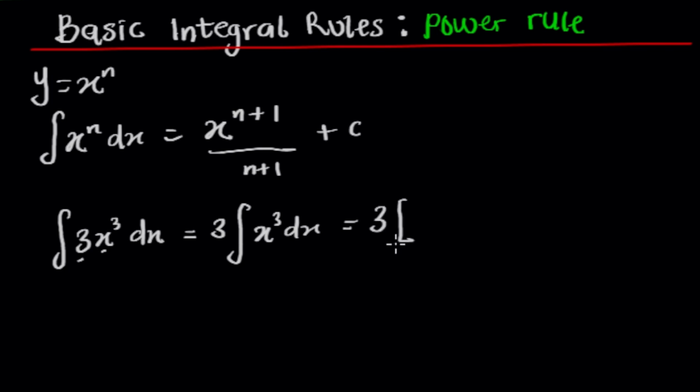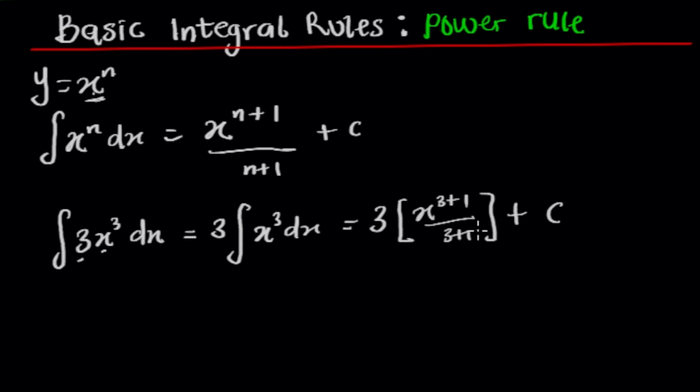Now look at this. We are going to follow the power rule actually, because the power of this polynomial here, which is x, is 3, right? If we follow this same expression, and don't forget that this expression is a result of this one that we have here. We have x to the power 3 here, so our n in this case is 3. So we're going to have x to the power 3 plus 1 divided by 3 plus 1. So that's exactly what you're going to have. Then you're going to have plus c.